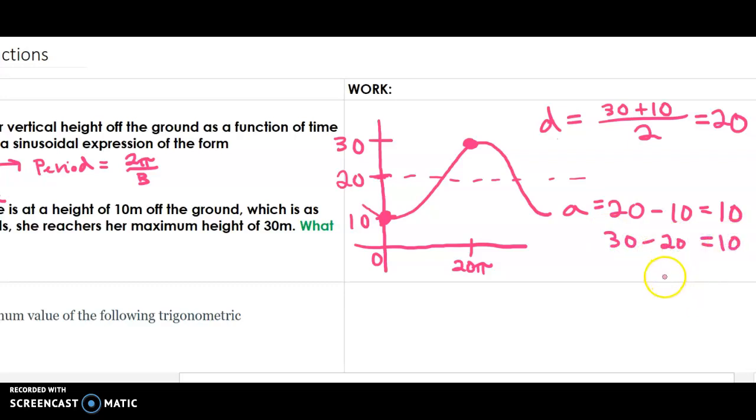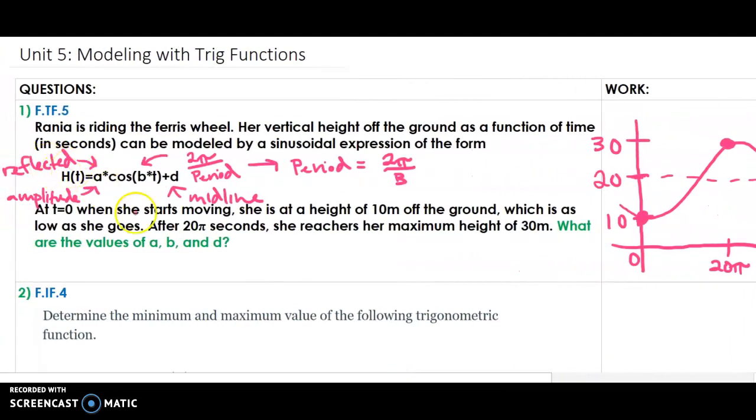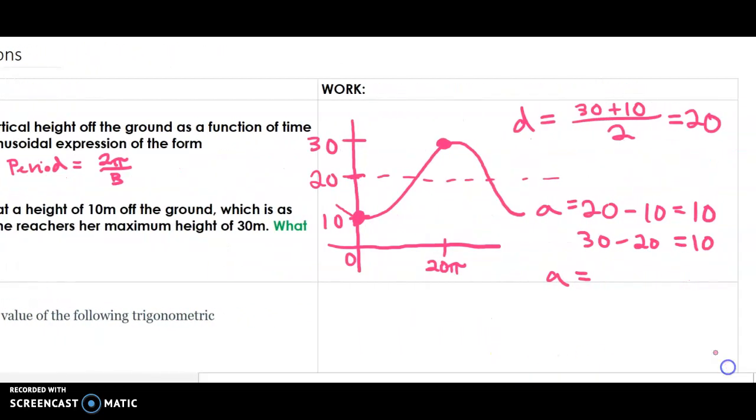It's the same value. One thing we cannot overlook here, again, is that this a value also includes whether or not our graph has been reflected. This is a cosine function. When I look at this, I know cosine normally looks something like this. But here it looks like it's been flipped. So my a value is actually going to be negative 10. Amplitude of 10, but my graph has been reflected. So my a value is negative 10.